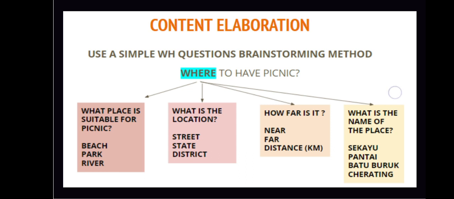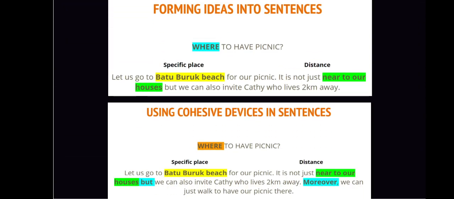Okay, let's continue. Forming ideas into sentences. So just now, you brainstormed the ideas by using the WH method. You thought about where to have the picnic. But here, you are trying to form the ideas into sentences. For example, where to have picnic. So you have the specific place already, Batu Buruk Beach. Okay, what is the distance? Near to our houses. So when you form the ideas into sentences, you can see the example here.